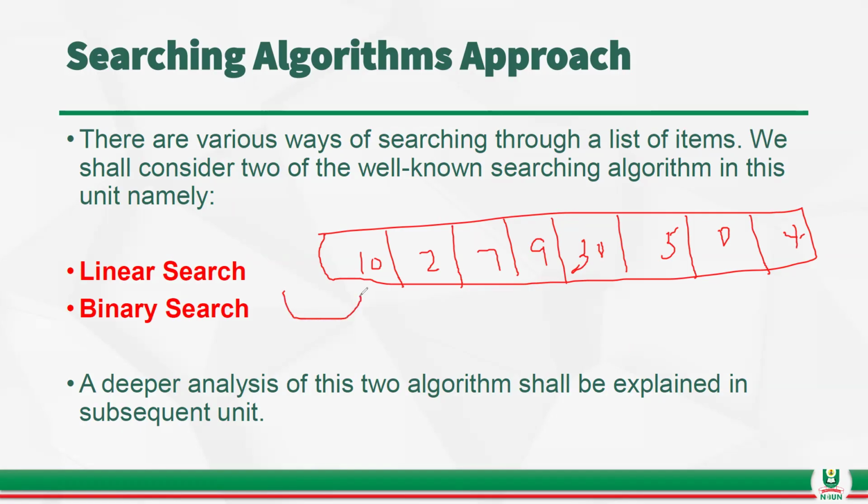Maybe I'm looking for 5. Linear search will come to the first element and check, is this number 5? No, it's not 5, it's 10. Go to the next one. Is this one 5? No, it's not. Go to the next one. Is this 5? No. Go to the next one. And the linear search will continue until 5 is found, and then returns 5 as output.